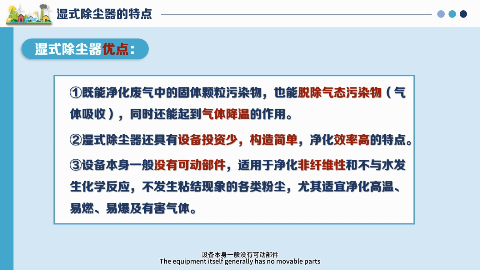The equipment itself generally has no movable parts, and is suitable for purifying non-fibrous dust that does not react chemically with water, all kinds of dust without bonding phenomenon, especially suitable for purifying high temperature, inflammable, explosive and harmful gases.